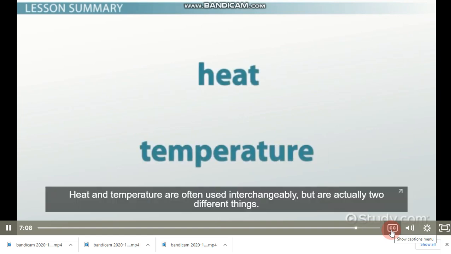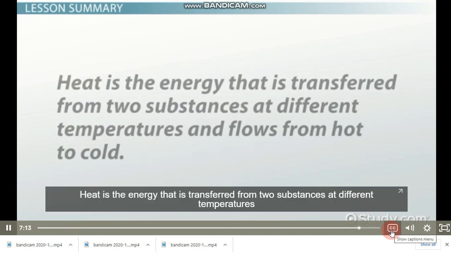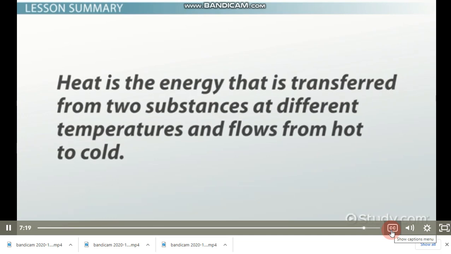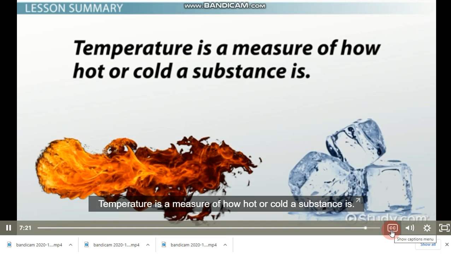Heat and temperature are often used interchangeably, but are actually two different things. Heat is the energy that is transferred from two substances at different temperatures and flows from hot to cold. Temperature is a measure of how hot or cold a substance is.